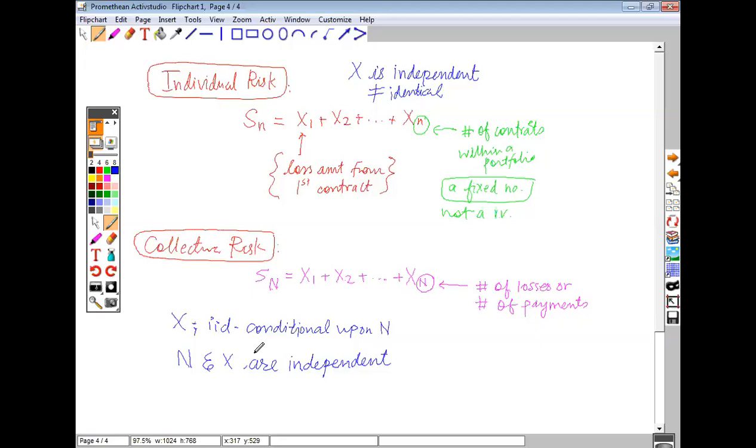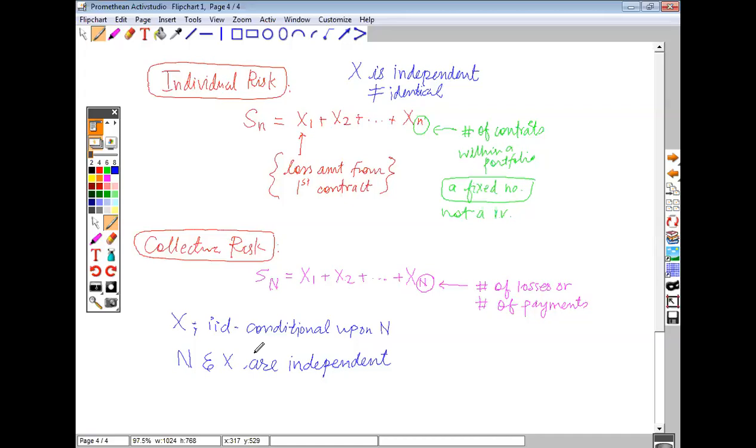So we'll start with collective risk models. Does anyone have any questions in regards to this slide? No, ma'am. What about others?